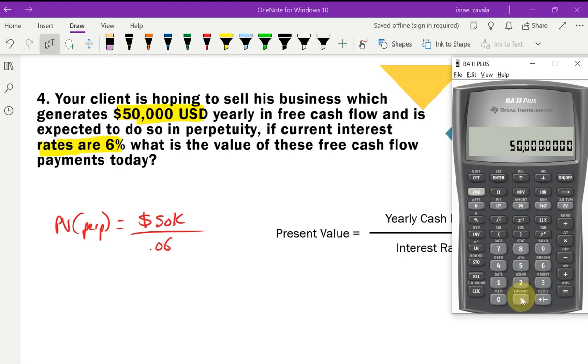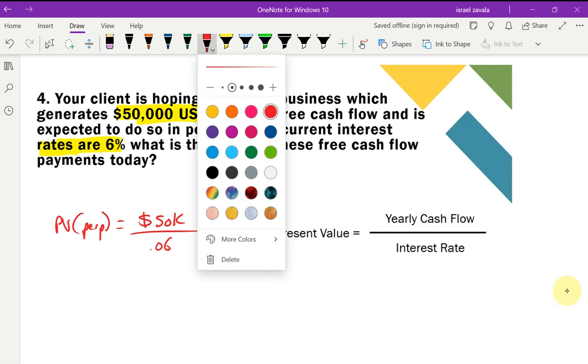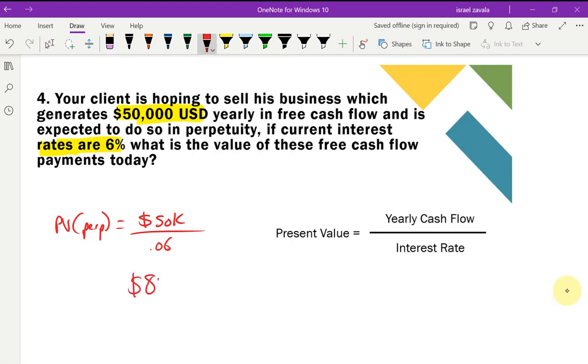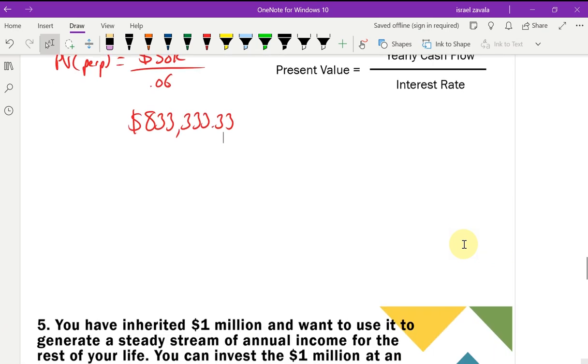50,000 divided by 0.06. That's going to be 833,333. 833,333 and 33 cents. Okay, simple enough. I think we got one more question.